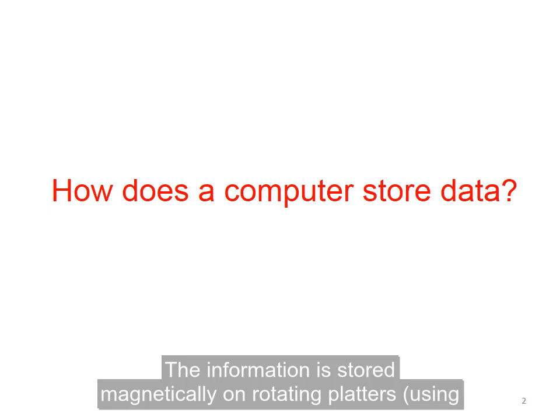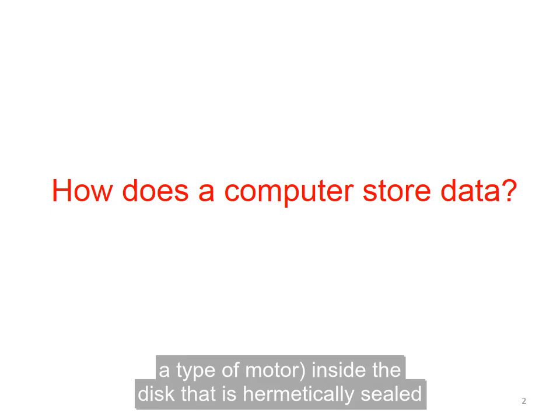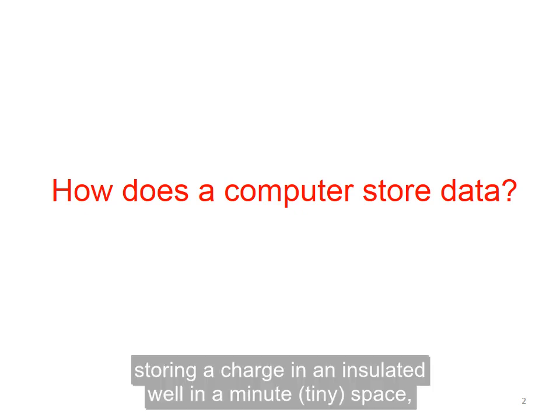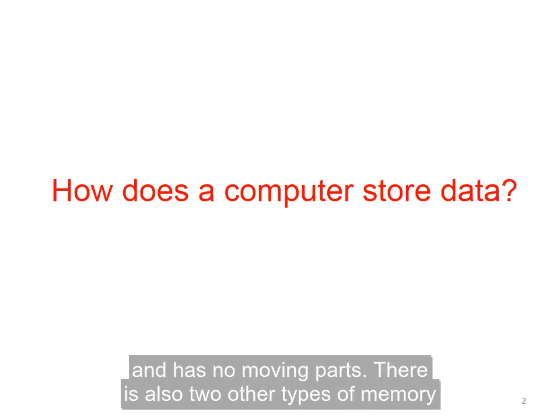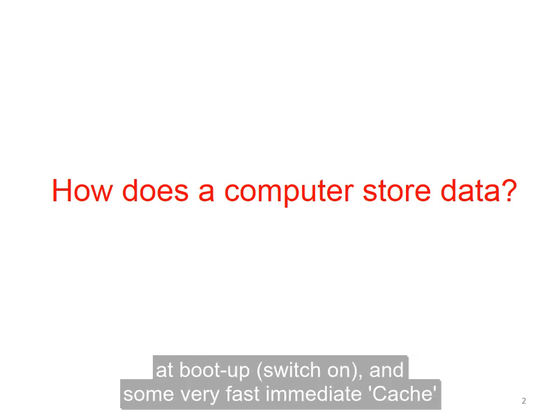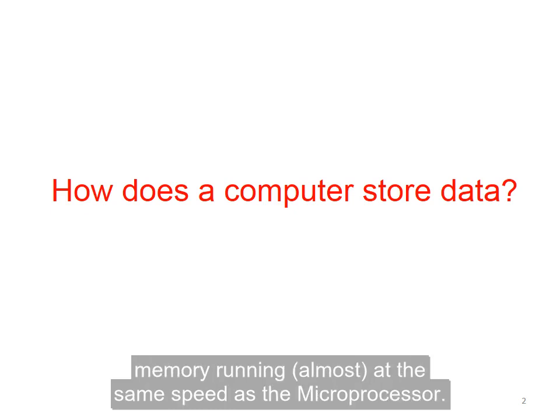The information is stored magnetically on rotating platters inside the disk that is hermetically sealed from the environment. More recent storage has been solid state, storing a charge in an insulated well in a minute space and has no moving parts. There are also two other types of memory that store the configuration data for the hardware: CMOS or EEPROM at boot up, and some very fast immediate cache memory running at the same speed as the microprocessor.